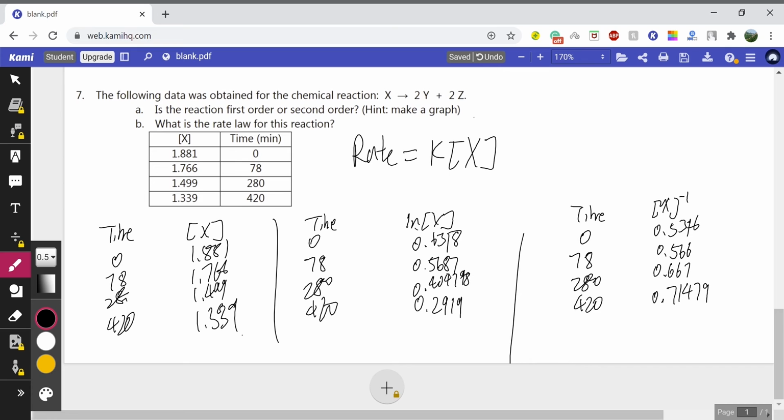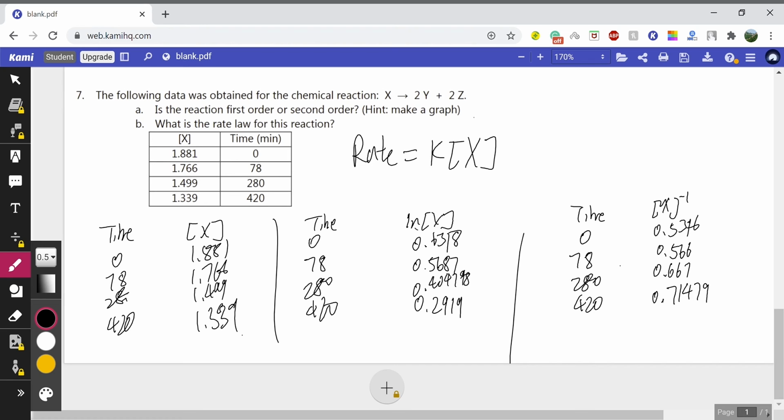Okay, now we're going to plug all three into our calculator. Only use one at a time though. So time will be 0, 78, 280, 420. In case you're wondering, I'm using stat on the TI-84, and you go to stat, edit, and in column 1 you plug in the x values, which are 0, 78, 280, 420, and in the second column, the y values, you put this first data set. So when 0 is 1.881, when 78 is 1.766, when 280 is 1.499, and when 420 is 1.339.